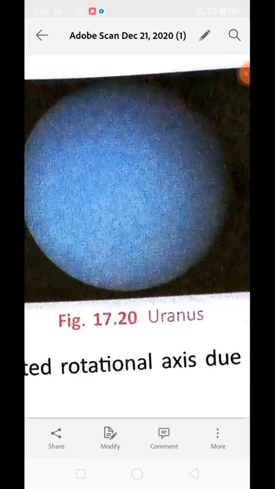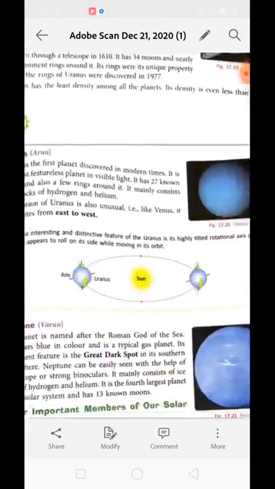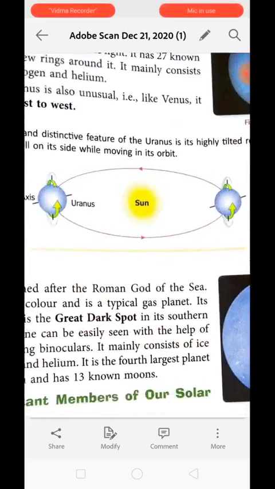The most interesting and distinct feature of Uranus is its highly tilted rotational axis, due to which it appears to roll on its side while moving on its orbit. You can see over here, Uranus is revolving around the sun. While revolving around the sun, it rotates in such a manner that it appears to be rolling on its side while moving in its orbit.